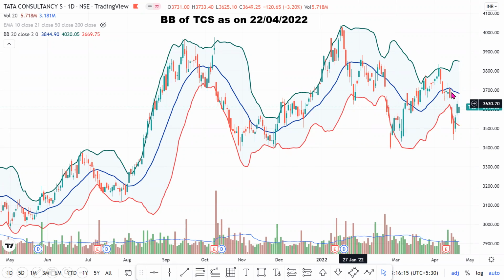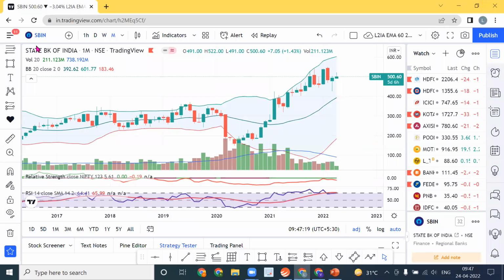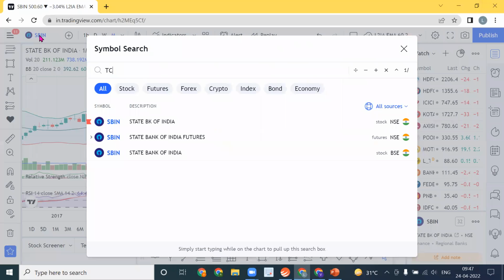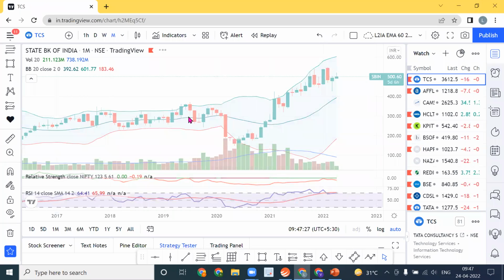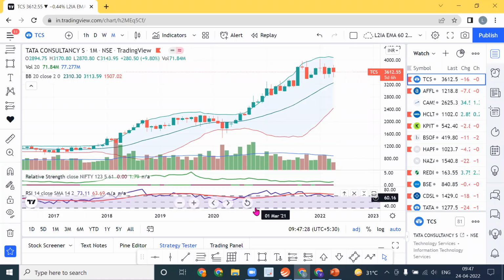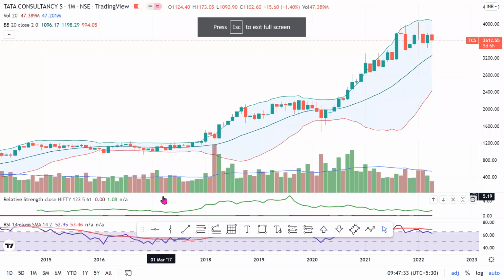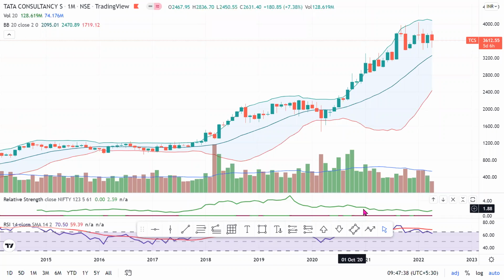Once it comes near about the moving average, look at the RS, look at the RSI, and then you take your decision whether you should go ahead. Let us see TCS here. देखिए TCS का ये अभी पोजीशन है. So RS is telling me थोड़ा weak हूं, ये नीचे आ रहा है, slope is going downwards, coming very near to the zero line, but still it is positive.